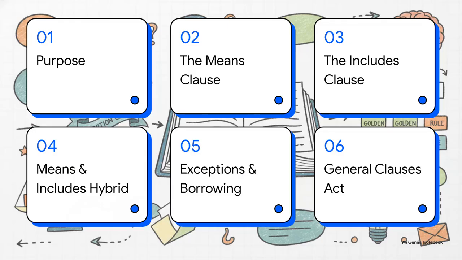Let's go. Here's our roadmap for this explainer. We'll briefly cover the purpose of interpretation clauses, the strict limits of the means clause, expanding horizons with the includes clause, the hybrid means and includes, exceptions and cross-borrowing, and finally, our default dictionary, the General Clauses Act.